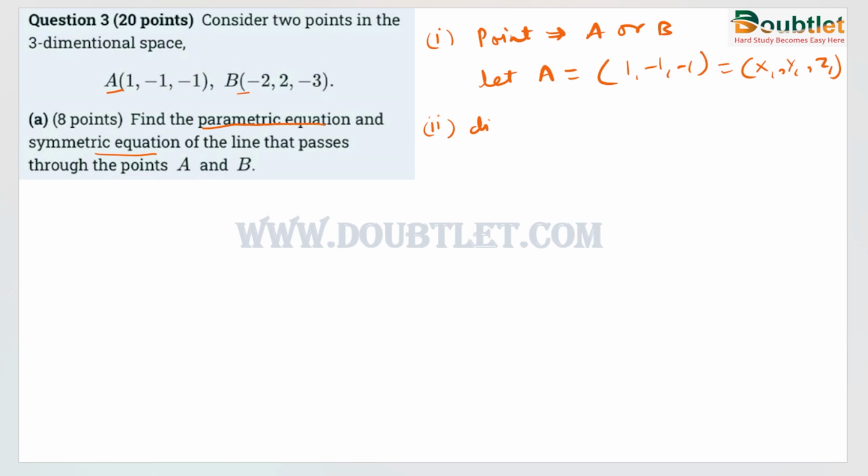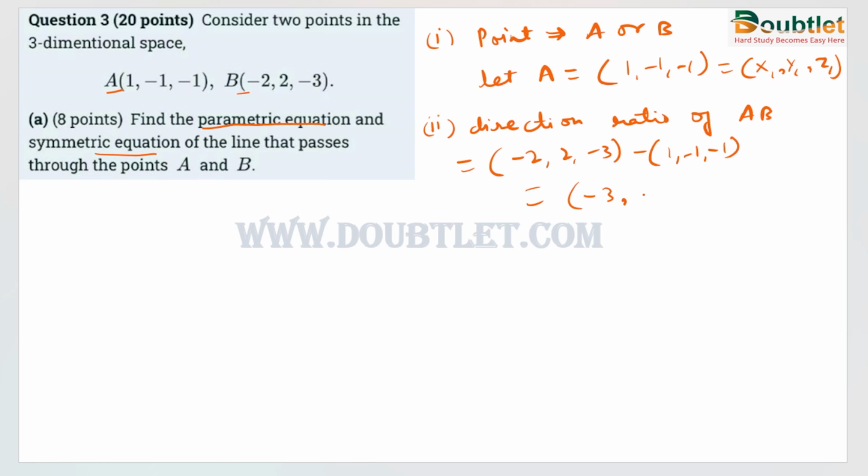Second thing, we need the direction ratio of the line AB. For that we need to subtract the final point minus the initial point, or the initial point minus the final point. You can do either, because the negative sign does not affect the equation of the line. If you subtract this, this will become minus 3, this will become 3, and this will become minus 2. So this is the direction ratio.